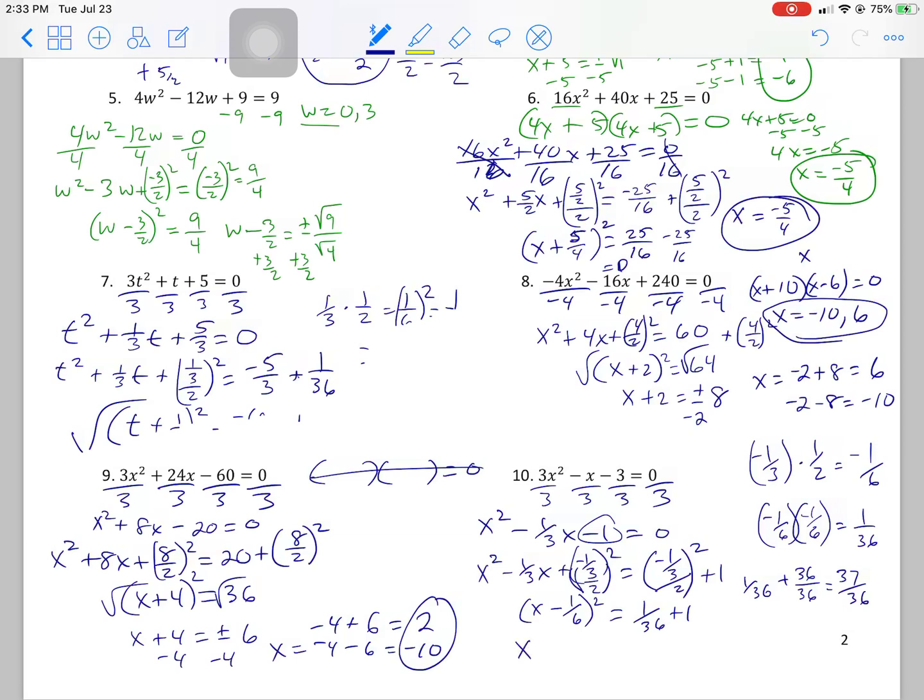Goodness. And then square root both sides. So this is going to be x minus 1/6 equals plus or minus the square root of 37 over the square root of 36. x equals, and then move this over. Oops. So x equals 1/6 plus or minus... No. Wait. I forgot to use that one. Oh my goodness. Sorry.